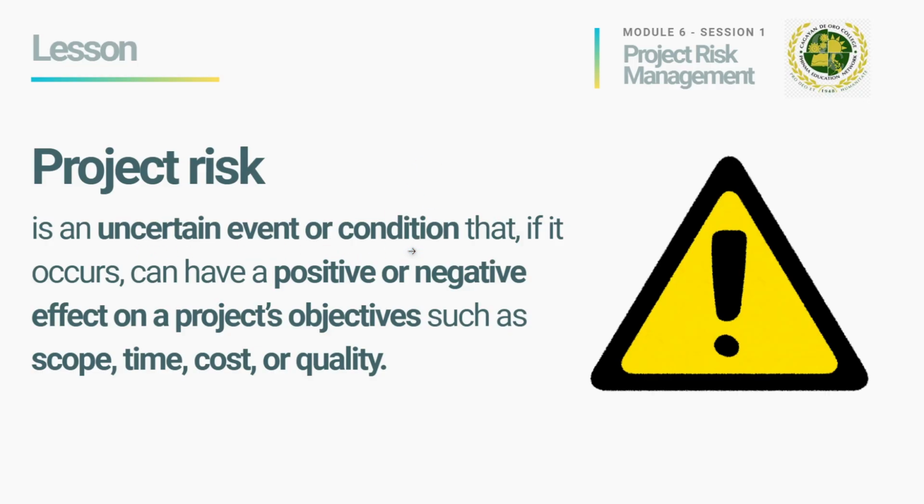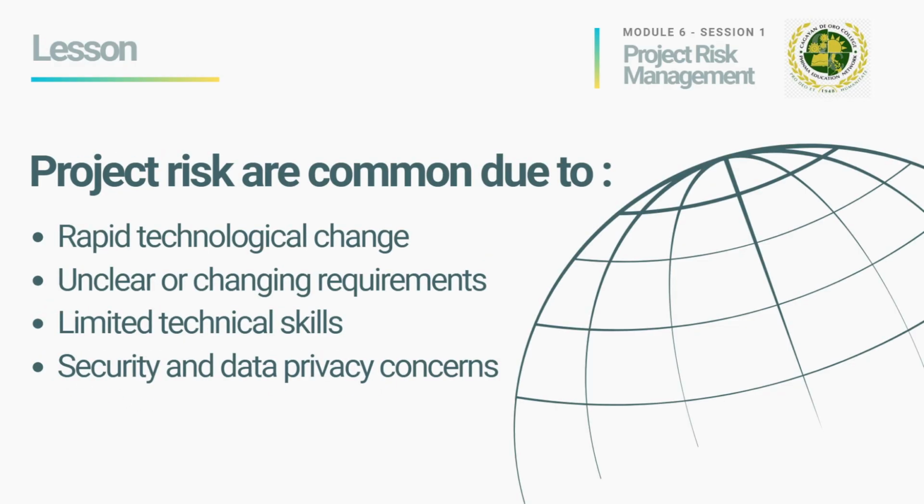The reason it says condition is because there are two directions that might occur in that risk or uncertainty. It's either going to be in a positive direction or a negative direction. These effects will affect the objectives below, which are the scope, time, cost, or quality. Now, project risks are common due to these reasons.